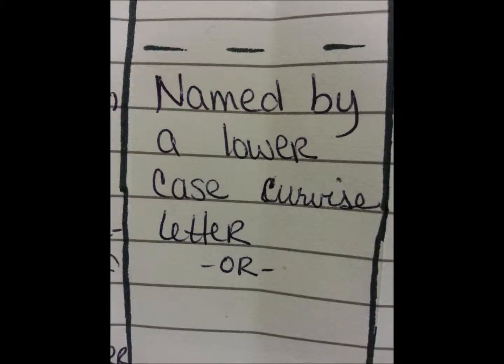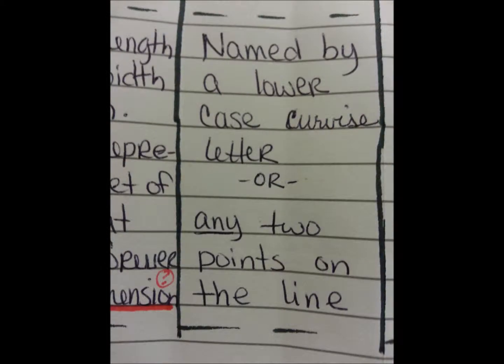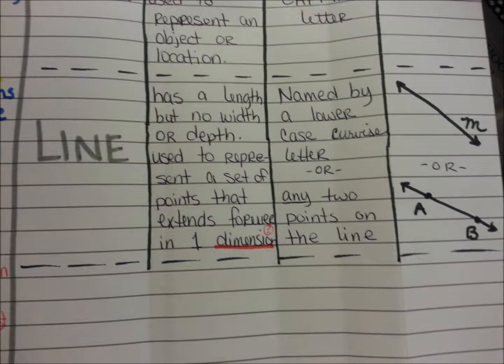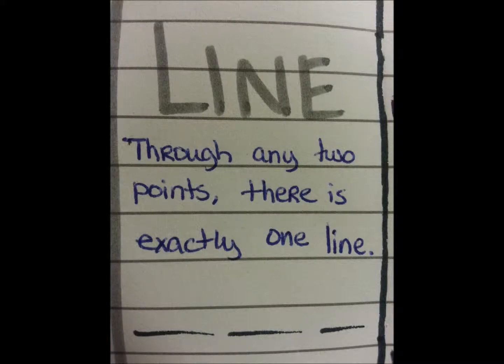Anyway, lines can be named by a lowercase cursive letter or any 2 points that are on the line. Like in this picture, that lowercase m could be the name of the line, so we could have line m, or those 2 points A and B can be used to name the line AB. I'll show you how to write the line symbolically in a few minutes. Which leads us to one of the main points in geometry, the very first thing that we need to be able to say, and that is through any 2 points, there's exactly one line.